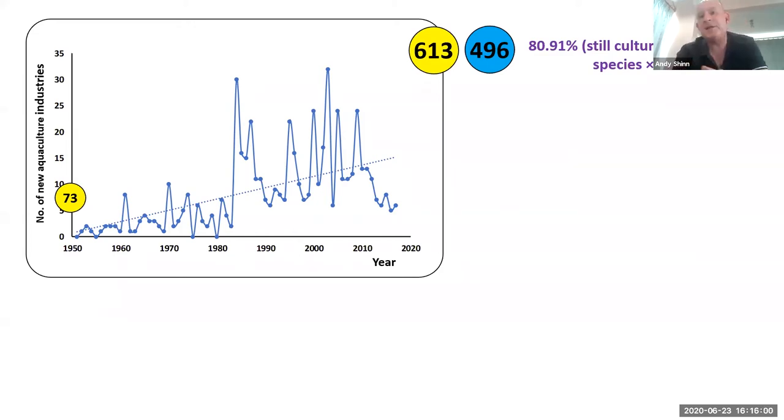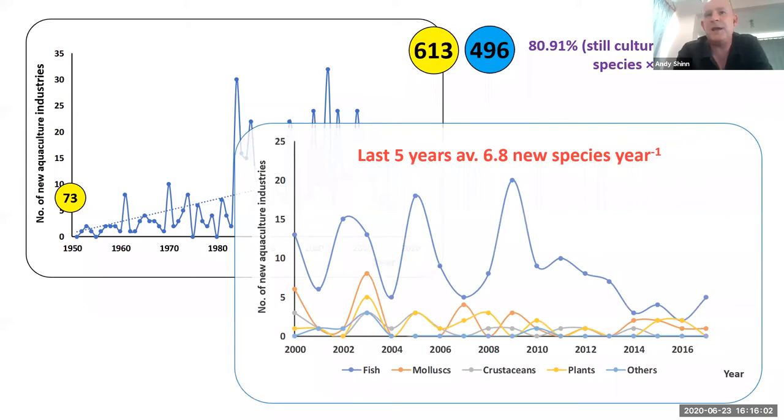Of course, we're pretty inquisitive as well. This graph here, for example, shows the number of new species that we're exploring and culturing each year, and I've broken it down here by the different categories. The very interesting thing here is that over the last 5 years, we're still exploring the culture of at least seven species every year, which I think is pretty impressive and shows that we are very keen to explore new sources of protein, how new animals can be grown in new environments, new ways of meeting protein demands of a growing population.